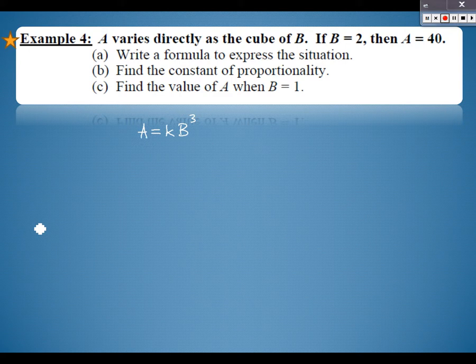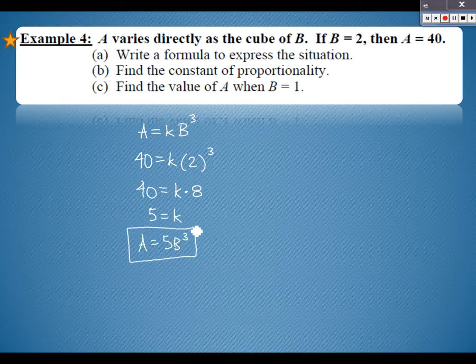Okay, all right. Strong choice. All right, here we go. How do you do that? You got 5? So you got 40 equals K times 2 cubed. All right, I feel you. Okay, that's good. Times 8, so that's 5 equals K. All right, and then our final answer, what's our equation? It's going to be A equals 5B cubed.